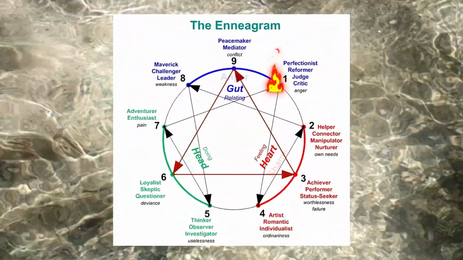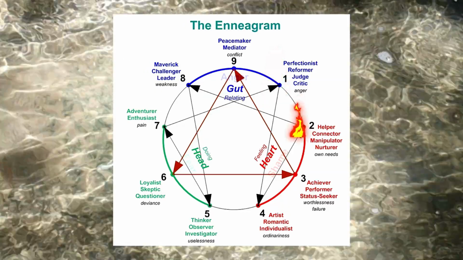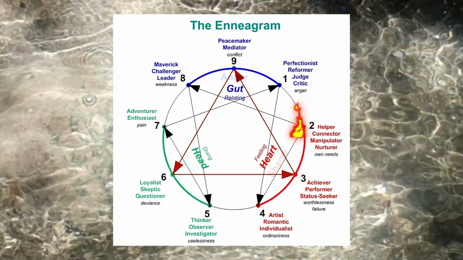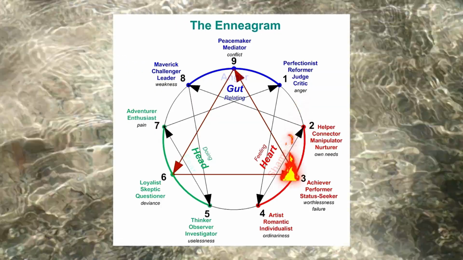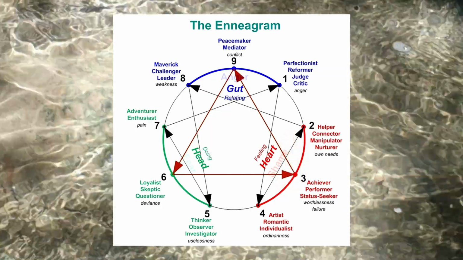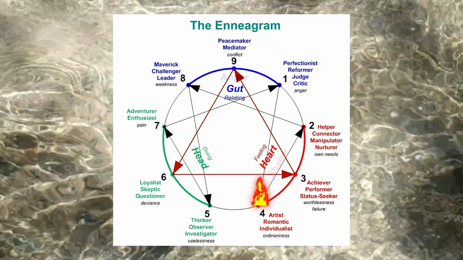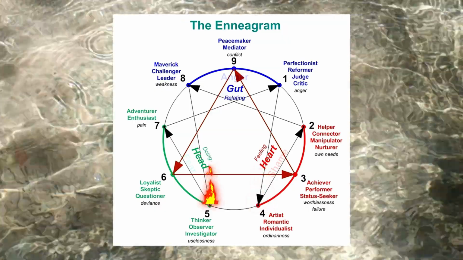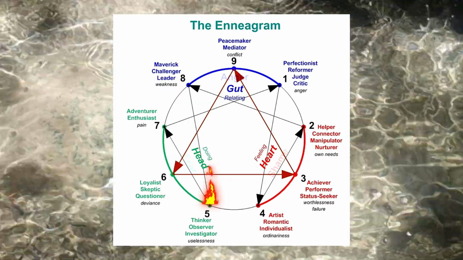The reformer fears being bad, corrupt, evil, defective. The helper fears being unworthy of being loved. The achiever fears being worthless or without inherent value. The artist fears being without identity or personal significance. The investigator fears being useless, incapable, or incompetent.